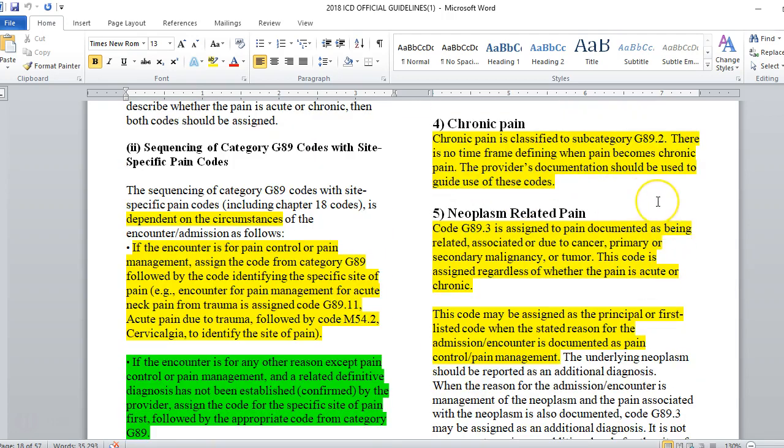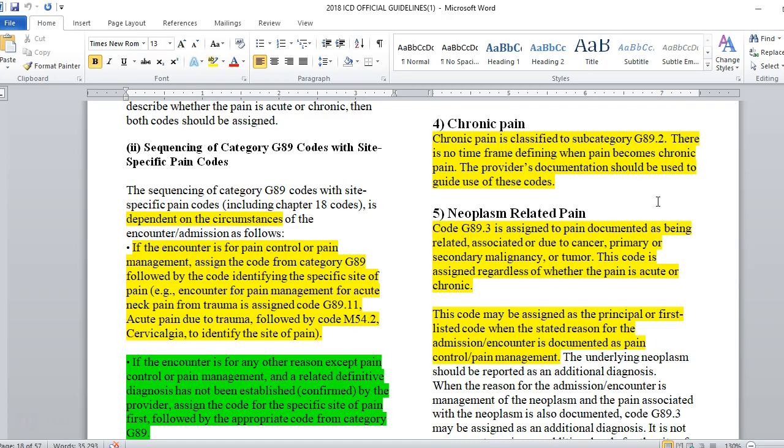Now again, chronic pain is classified to subcategory G89.2, and there is no time frame defining when the pain becomes chronic pain. The provider's documentation should be used to guide the use of these codes. And you can look up online to try to find different regulations and standards for when pain becomes chronic. It really depends on what area of medicine you're in. In general, there are kind of average time frames that doctors use, but it's really up to their medical decision making to tell us whether the pain is acute or has become chronic.